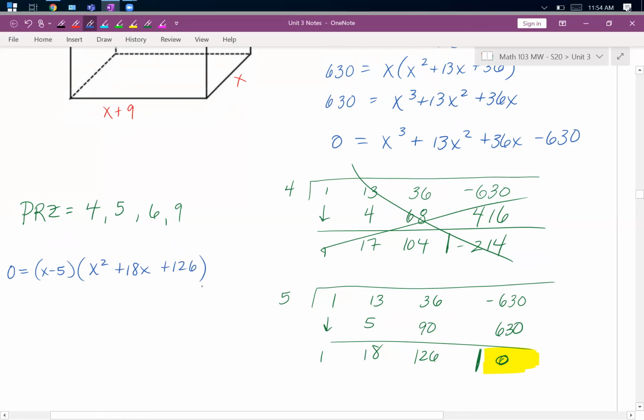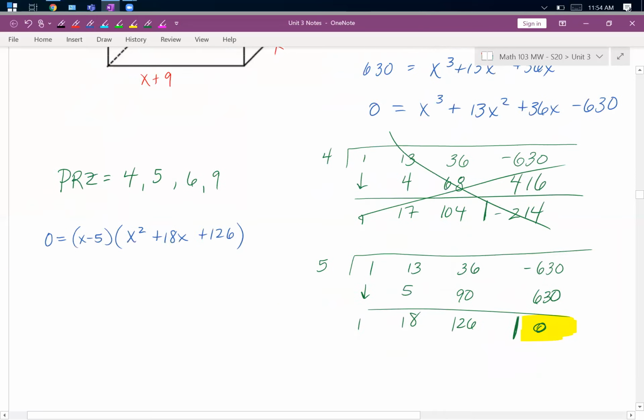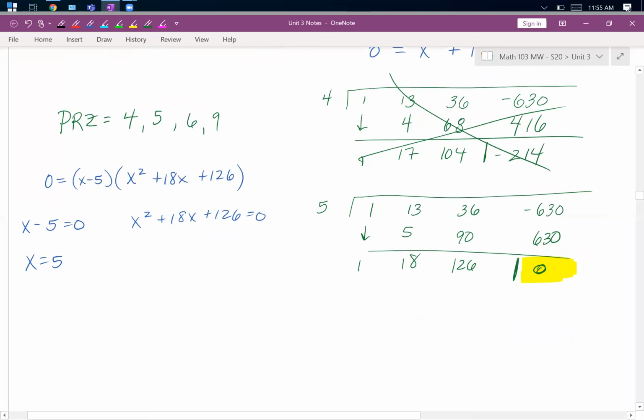And once we get down to a quadratic, we don't have to test zeros anymore. I can either factor this using traditional methods, or we can use the quadratic formula to find the zeros. Yeah, I think I'm just going to break it up into the zero product property right here. So we get x equals 5. Over there, there aren't two numbers that multiply together to give us 126 and add together to be 18. So we're going to have to use the quadratic formula here.